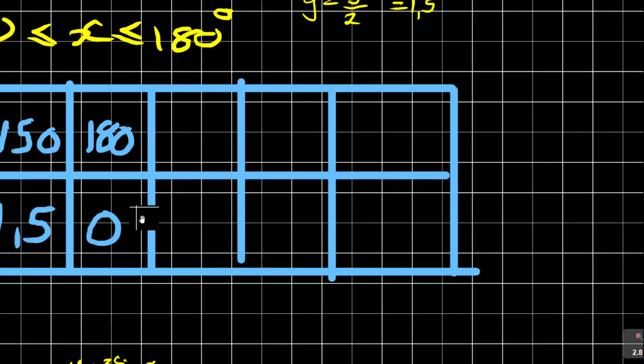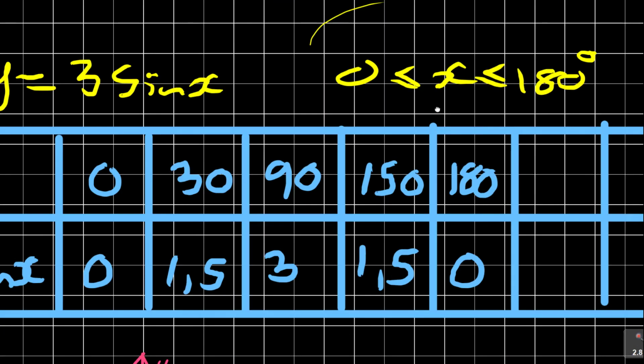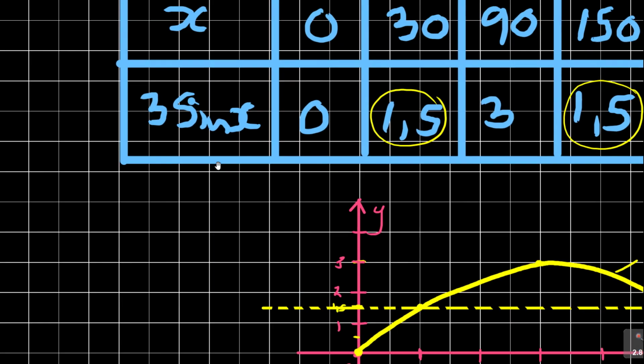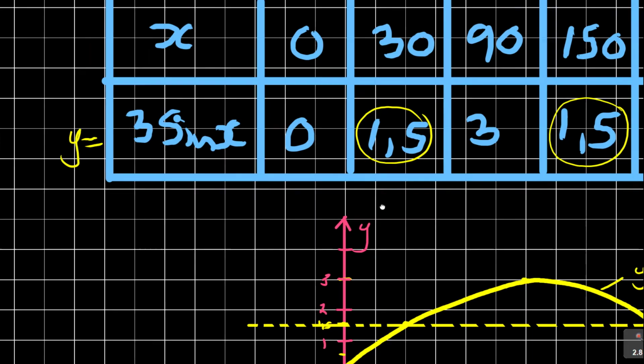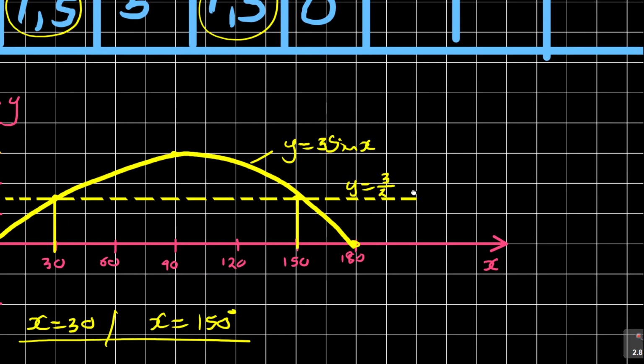And then what are they saying here? They are saying read from the graph drawn in the question the values of x for which both graphs intersect each other, 1 mark. So the points of intersection you can even picture them here. There is the 1,5 and there is the 1,5, for the y values, and you can see that is 30 and 150. You can do it from here to say it is at this point and at that point. So you can read from the graph and say x is equal to 30 or x is equal to 150 degrees. So these are the points that they needed there. All right, so that was that, guys.